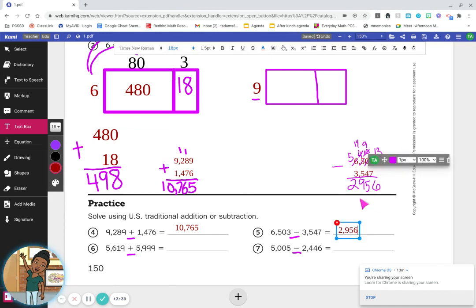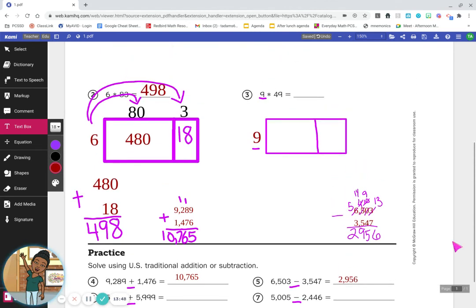So make sure that you're lining up your place values to solve 6 and 7 as well. I know you got this. Once you are finished, turn it in, and that's all she wrote.